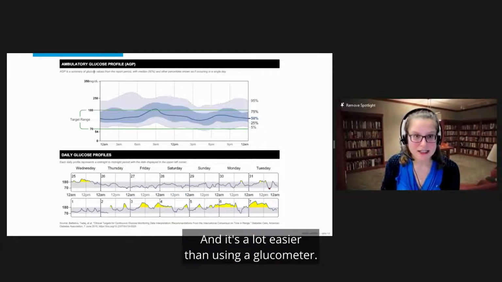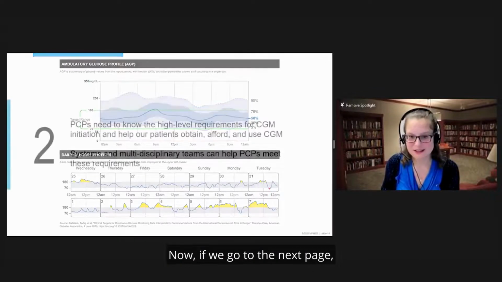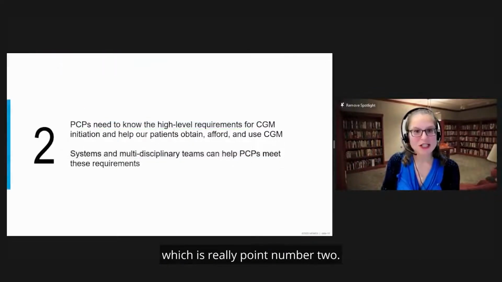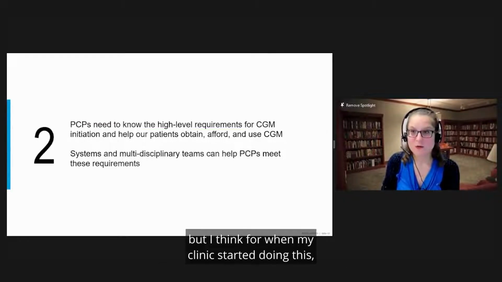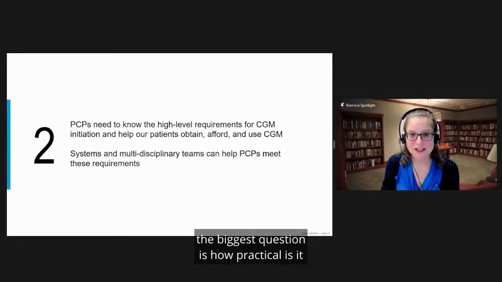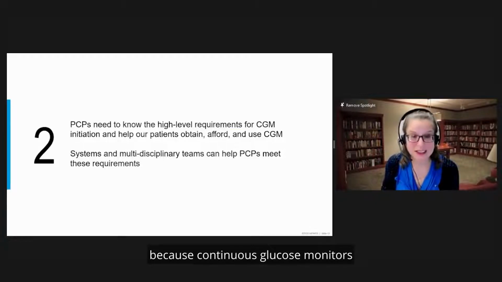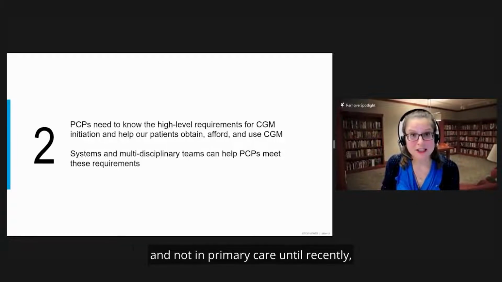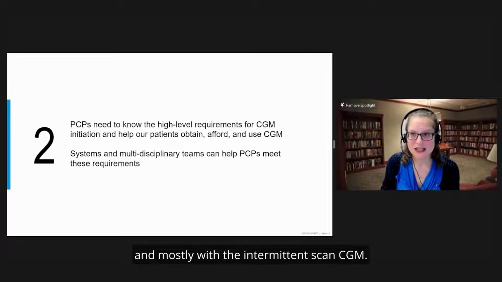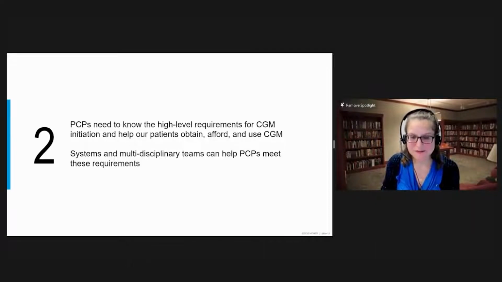And it's a lot easier than using a glucometer. Now, if we go to the next page, which is really point number 2. So I think it's very helpful. But I think for when my clinic started doing this, the biggest question is how practical is it? Because continuous glucose monitors have really been in the realm of endocrinology and not in primary care until recently, and mostly with the, I think, intermittent scan CGM.